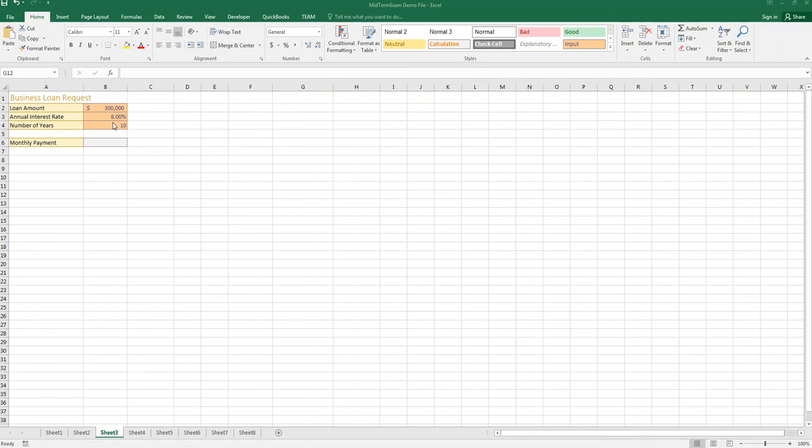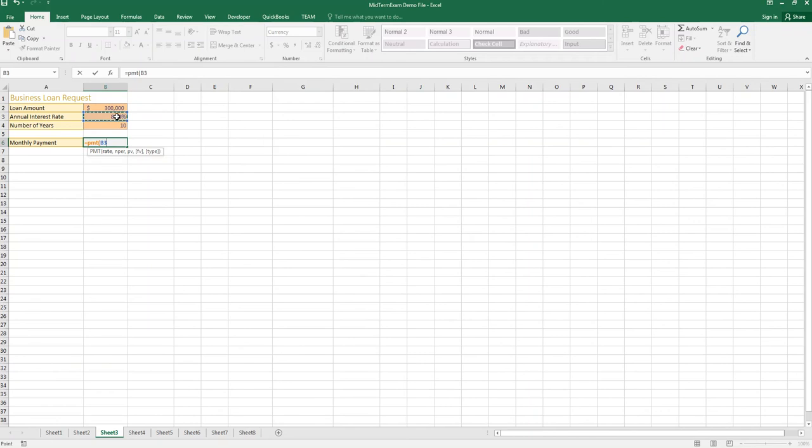On sheet three of this workbook, we have a business loan calculation to do. So we've been given a loan amount, an annual interest rate, sometimes you see this as APR, and then number of years. It also tells us to calculate a monthly payment. So we're going to start with a PMT payment function.